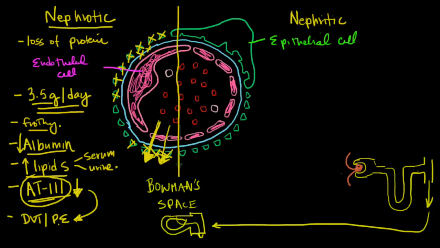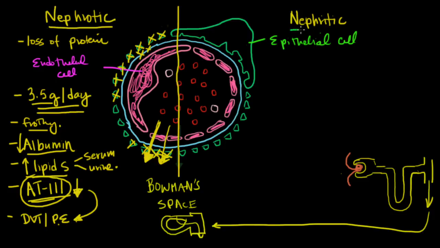Now, there are diseases that are not of the kidney which can cause nephrotic syndrome. These are called secondary causes of nephrotic syndrome. And there are diseases which specifically affect the kidney which can cause nephrotic syndrome. These are called primary nephrotic diseases. We'll talk about those in another lecture.